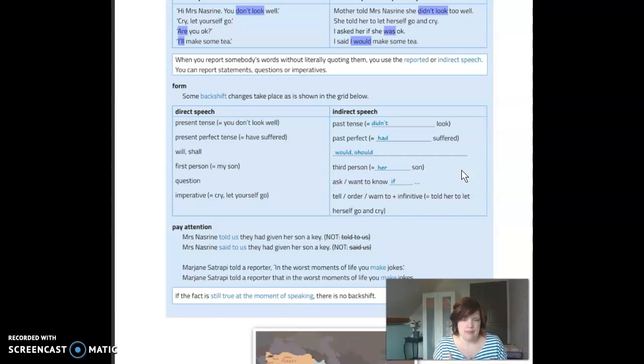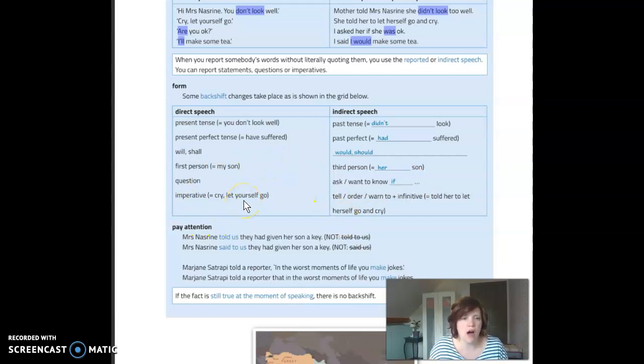Questions. Questions like, for example, here, "Are you okay?" becomes "I asked her if she was okay." We have to use the verb ask or want to know plus if plus the rest of the sentence, in which verbs backshift.